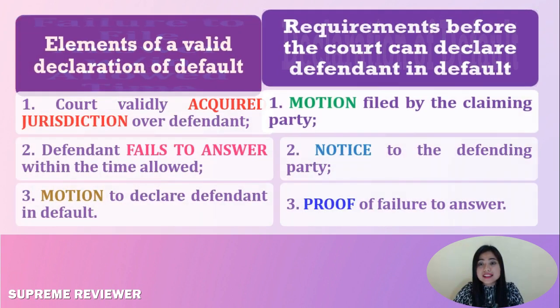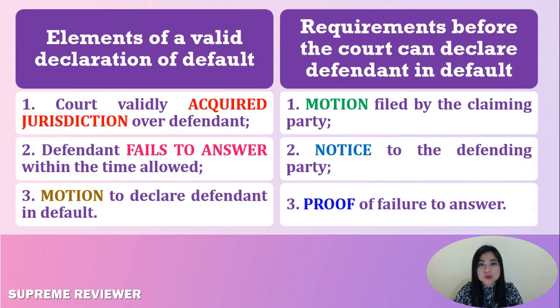The elements of a valid declaration of default are, number 1, the court has validly acquired jurisdiction over the person of the defending party, either by service of summons or voluntary appearance. Number 2, the defending party failed to file the answer within the time allowed therefor. And number 3, a motion to declare the defending party in default has been filed by the claiming party with notice to the defending party. These elements are the underlying circumstances before there can be a declaration of default.